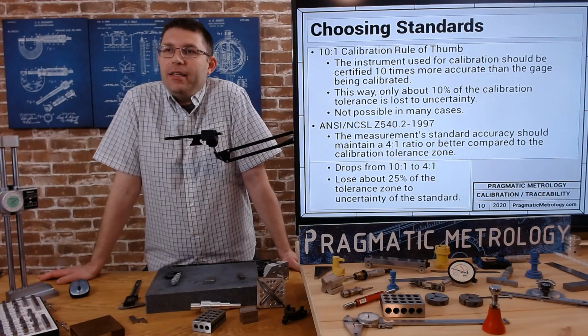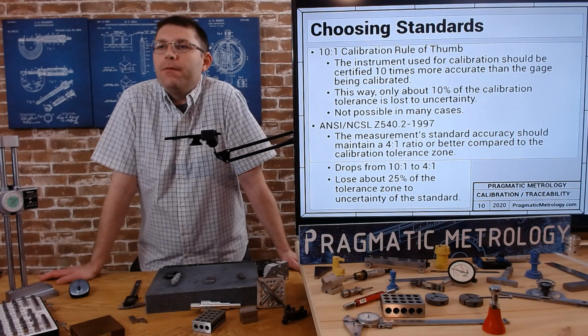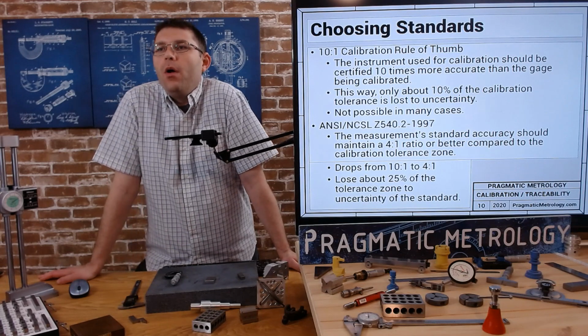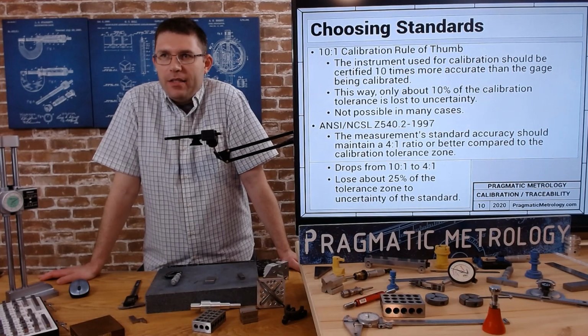So ANSI Z540.2 in 1997 states that the measurement standard accuracy should maintain the 4:1 ratio or better compared to the calibration tolerance zone. So this is an official standard.